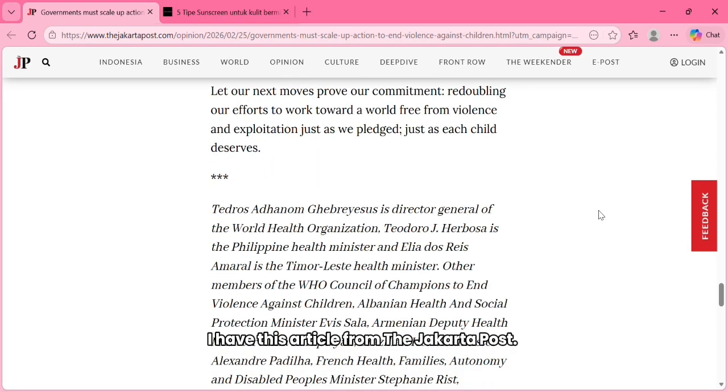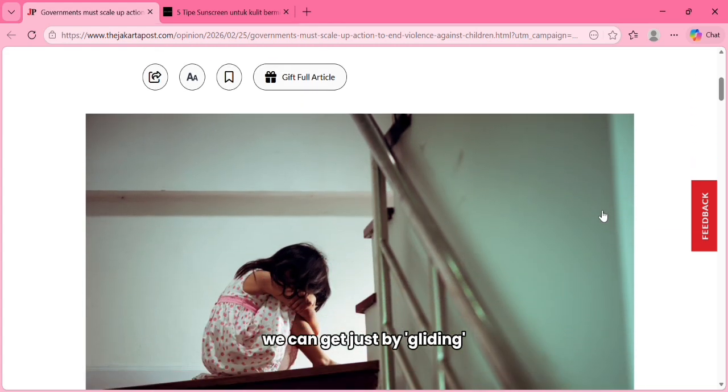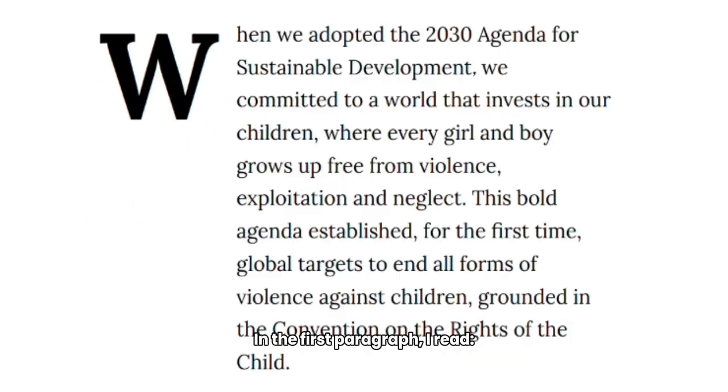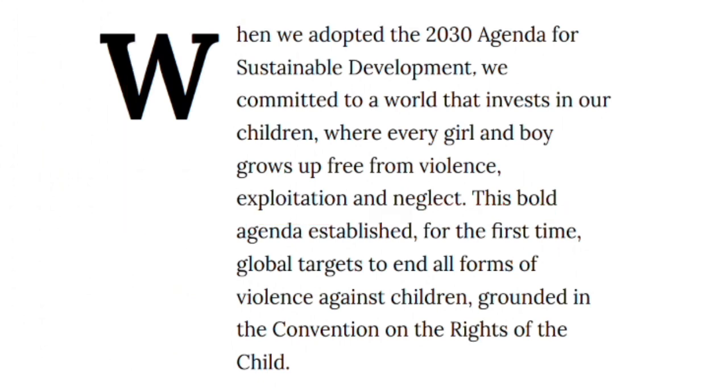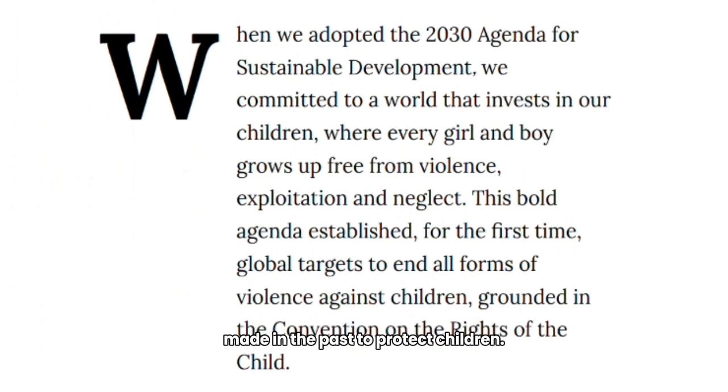I have this article from the Jakarta Post. Let's see what information we can get just by gliding through the first sentences of the first 3 paragraphs. In the first paragraph, I read, "When we adopted the 2030 Agenda for Sustainable Development, we committed to a world that invests in our children, where every girl and boy grows up free from violence, exploitation, and neglect." From this, I simply get information that there was a global commitment or a promise made in the past to protect children.